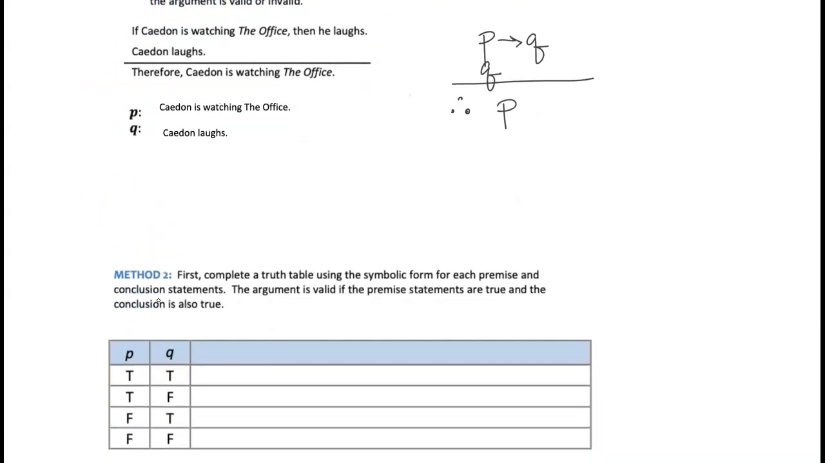Let's take a look at writing premise statement 1 in our truth table. Premise statement 1 is just the first premise given. If Caden's watching The Office, then he laughs. The one case that fails, gives us a false truth value, is when true implies false. All of the rest of them give us a true truth value.